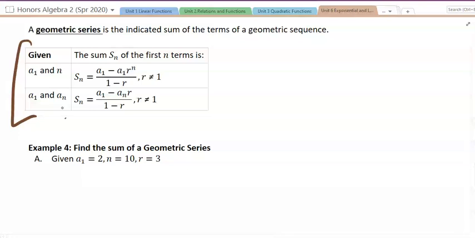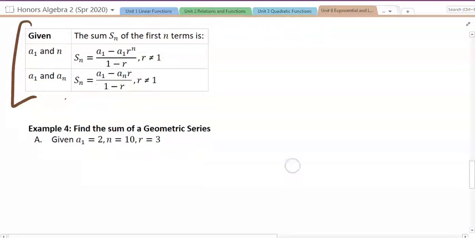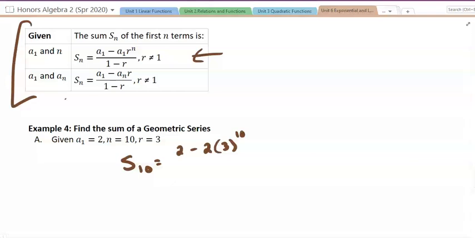So in 4a, we're given that a sub 1 is equal to 2, the n is equal to 10, and the r is equal to 3. And so we're going to substitute into this first formula for this problem. And so s of 10, so the sum of the first 10 terms of this sequence, is what follows. A sub 1 is 2 minus 2 times r, so the r is 3, to the nth power. Now you're going to see that this formula is a little different. We don't have the n minus 1 here. We keep the n without subtracting anything off, over 1 minus the r, which is 3.